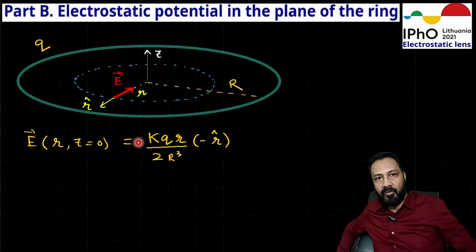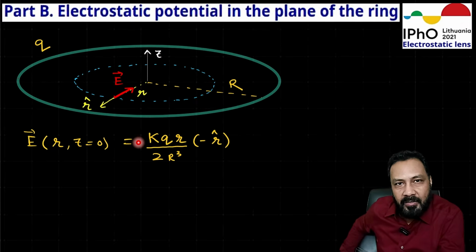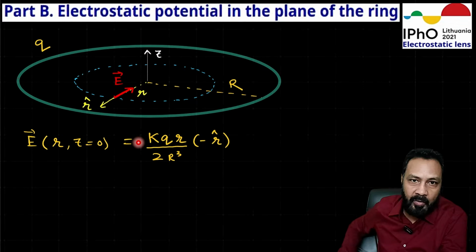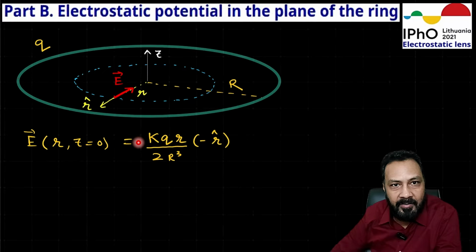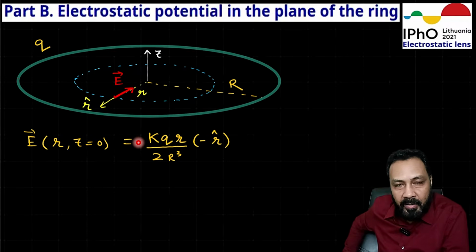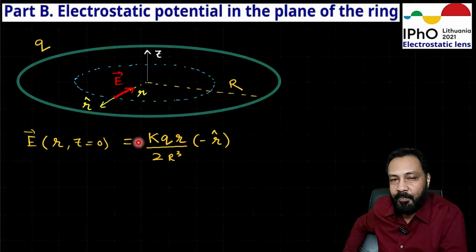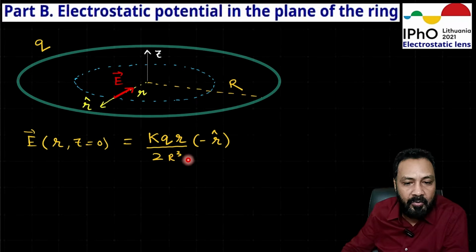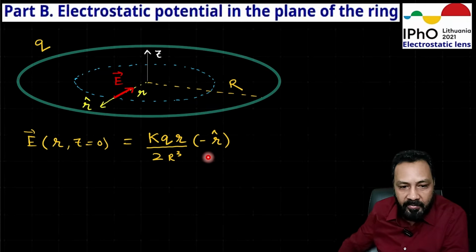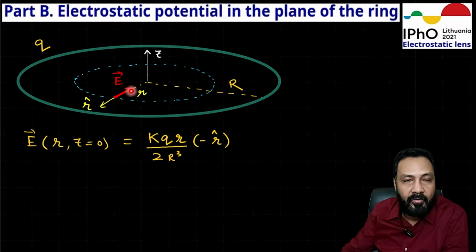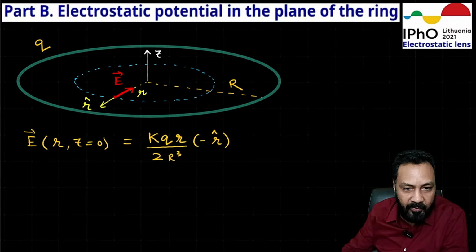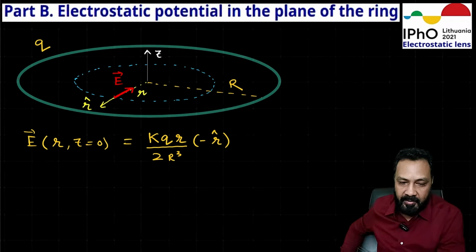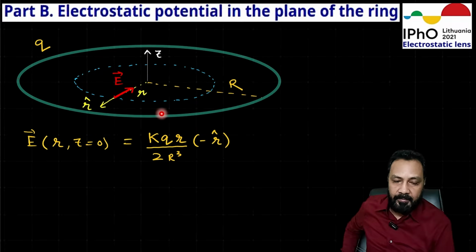Compare with the electric field on the axis at a distance z, that is kqz by r cube. Here it is kq small r by 2r cube. So for the same distance, on the z axis and in the plane, the electric field in the plane is half that along the axis. So it is kq small r by 2r cube minus r cap. Once again, if this charge is positive, the electric field is in the inward direction. We will use this electric field, and you can see that derivation there.